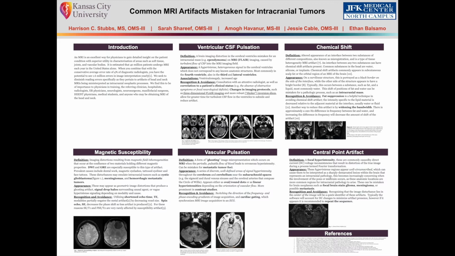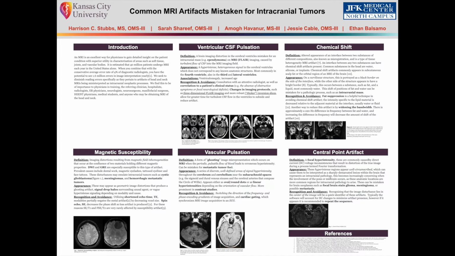Vascular pulsation artifact is a form of ghosting image misrepresentation. This type of artifact appears on MRI when the periodic pulsatile flow of blood in vessels causes exaggerated hyperintensity. Common throughout the cerebrum and cerebellum near the subarachnoid spaces, this artifact takes shape as either circular or linear appearing hyperintensities depending on the orientation of the vascular flow. It is more prominent in contrast studies and can be mistaken for metastatic tumor foci.